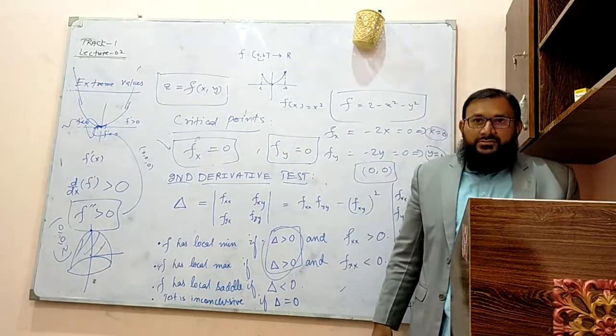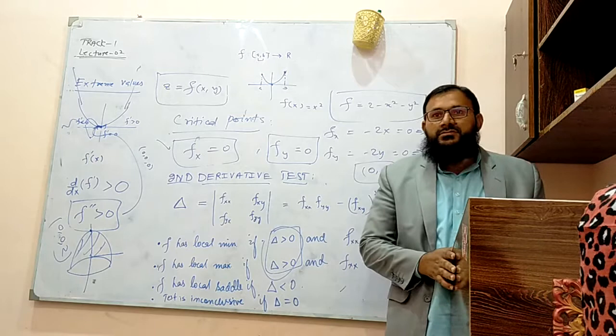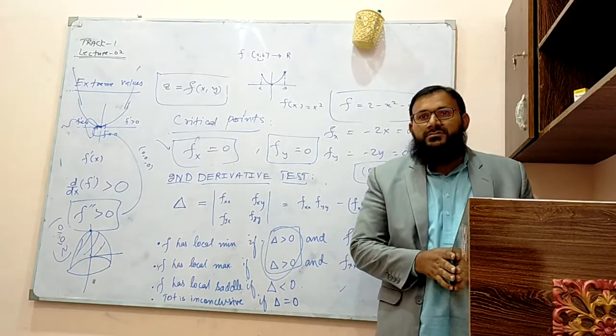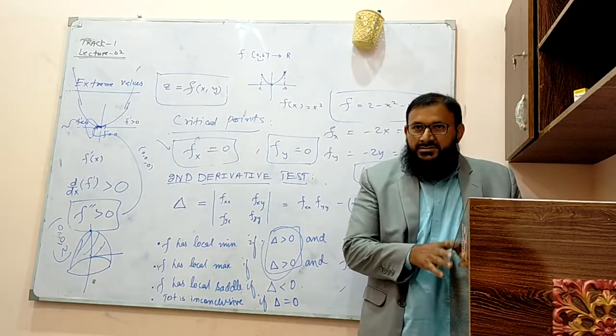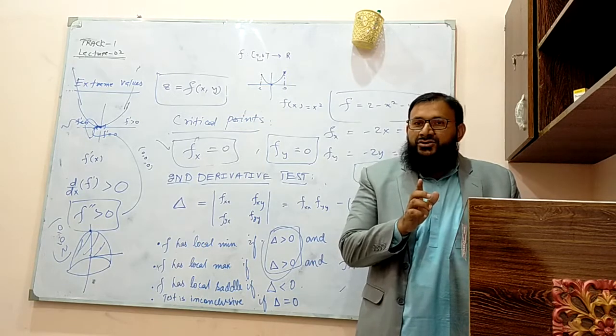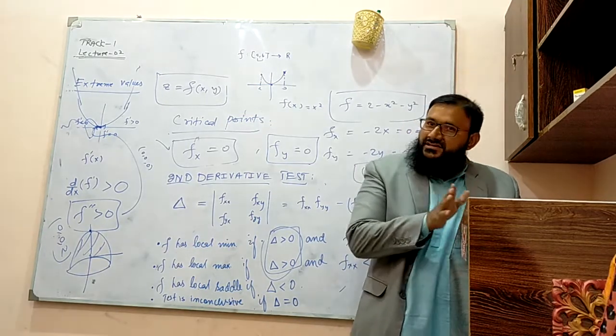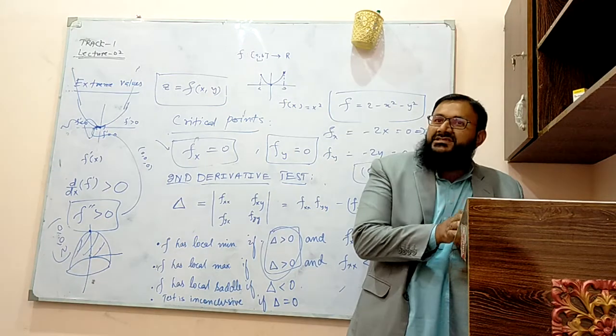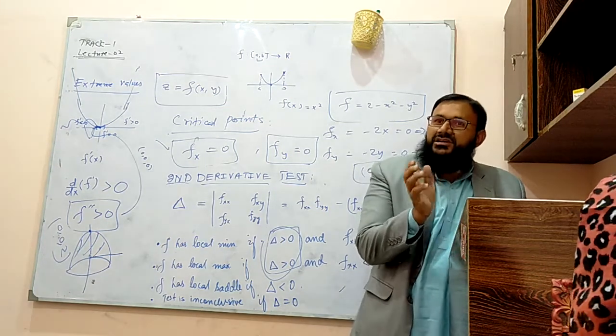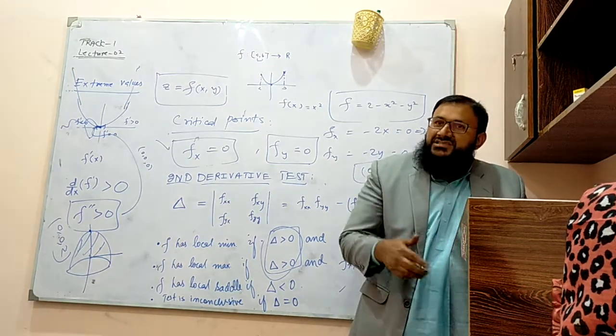Sir, correct: absolute minimum, absolute maximum, relative minimum, relative maximum. Here, the point is an absolute maximum. Local is relative. It's relative to some neighborhood. We call it local. Absolute means global.